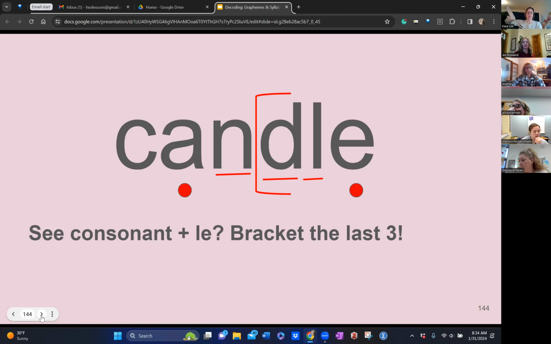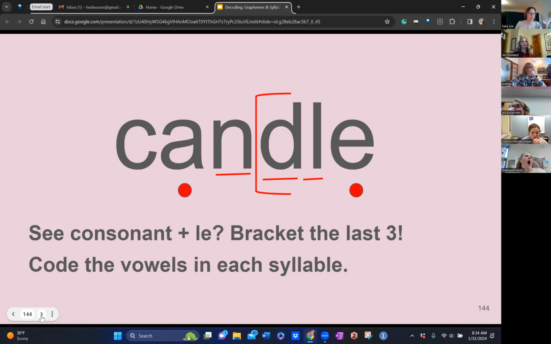I've done my division. I've noticed this thing that happens a whole lot, and that's called a consonant LE, and I'm going to bracket that off to this side. It's not a suffix. It is not meaningful. It's a spoken syllable. Okay, so then I'm going to code the vowels in each syllable.